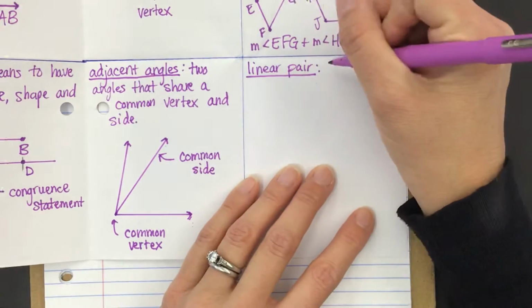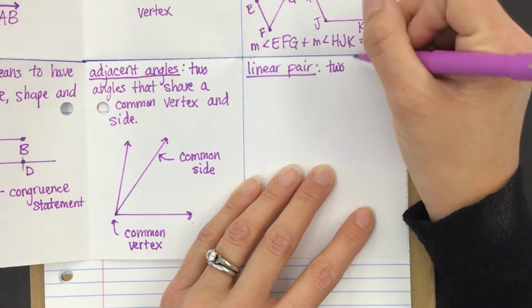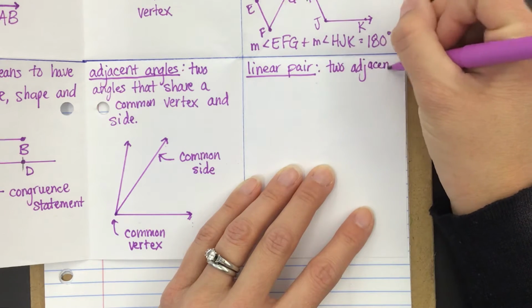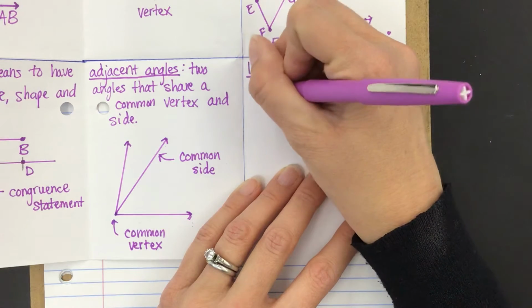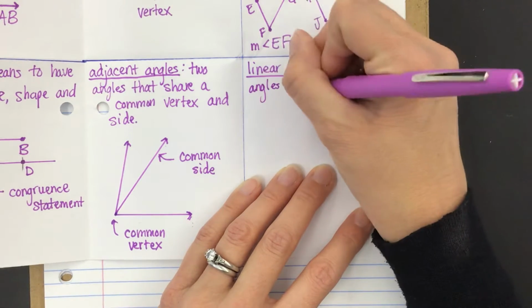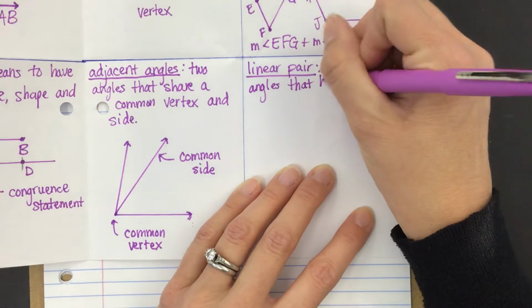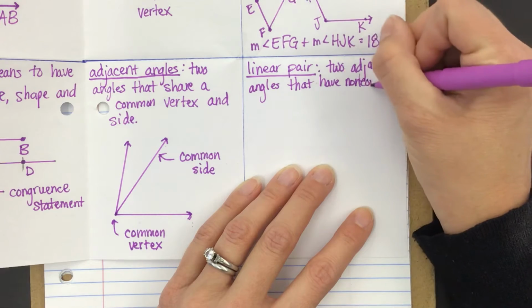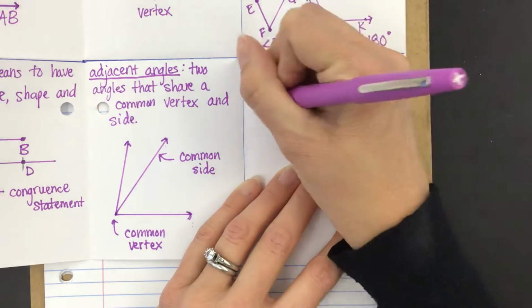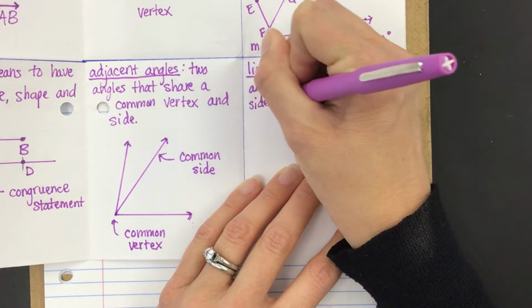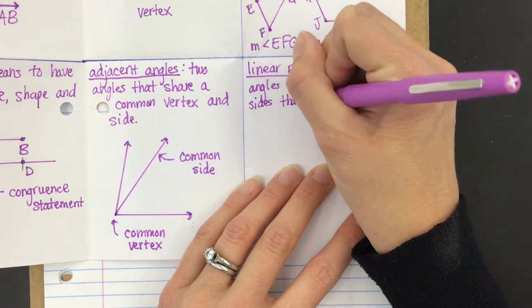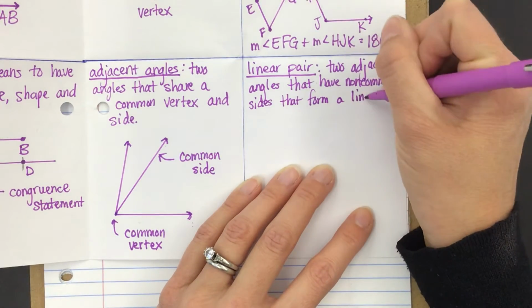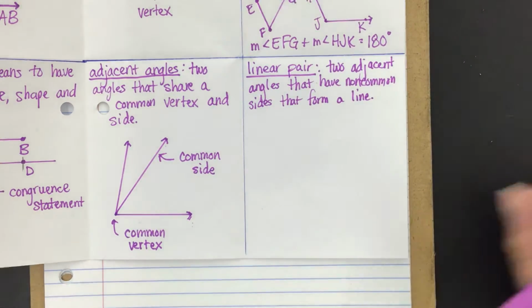So a linear pair is two adjacent angles that have non-common sides that form a line.